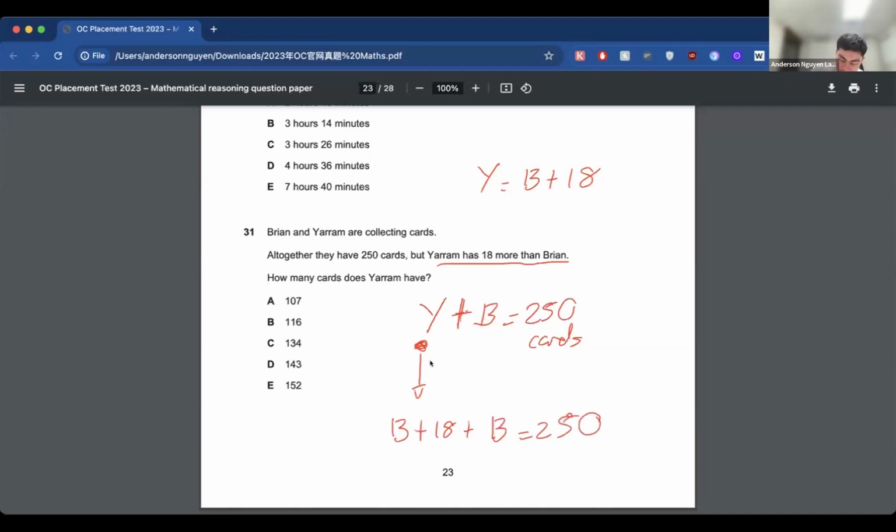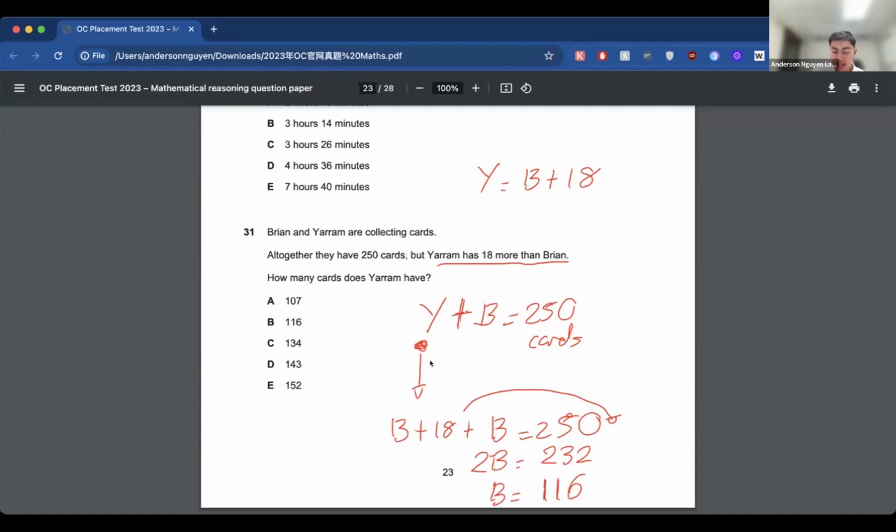Bring all the numbers to one side. So instead of plus 18, it will be minus, and add up how many Brians you have. So it's 2 Brians now. If you bring the 18 over, it's 250 minus 18, which is 232. Okay. Now to get what Brian is worth by themselves, it's 232 divided by 2. You halve it. It's 116.